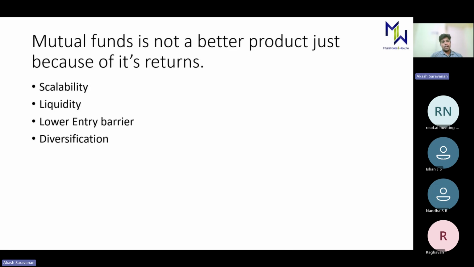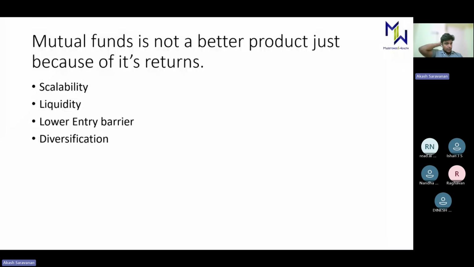And there's a low cost barrier. So you can easily enter with the minimum amount, even with 500 rupees. And in mutual funds, you can diversify across funds. Maybe in real estate or gold, you can't diversify. You need a huge sum of money to diversify. And also in terms of scalability, you can do an SIP and slowly invest and increase your portfolio size over a period of time. So apart from the returns, these are the features which are better for any investments.